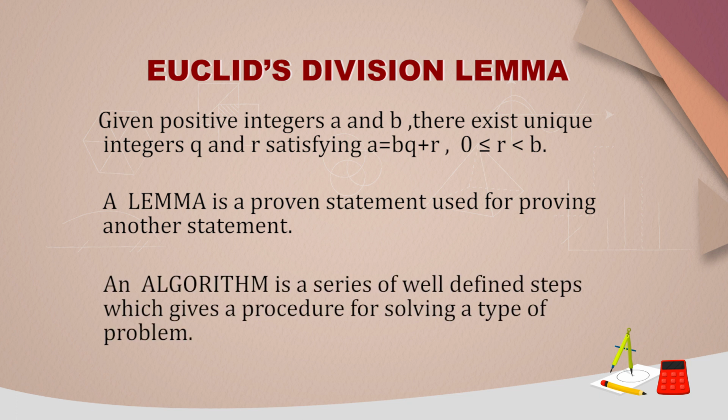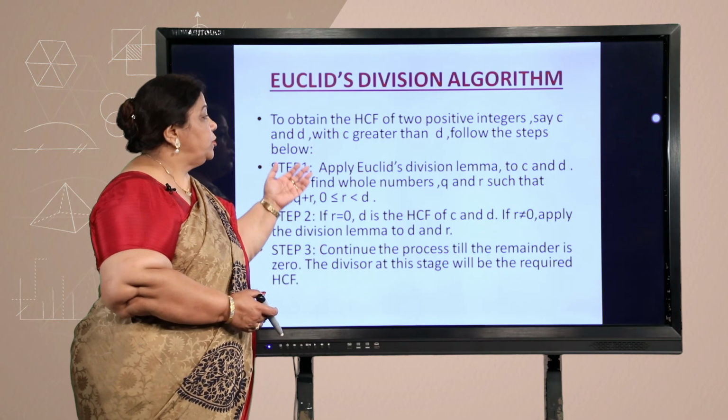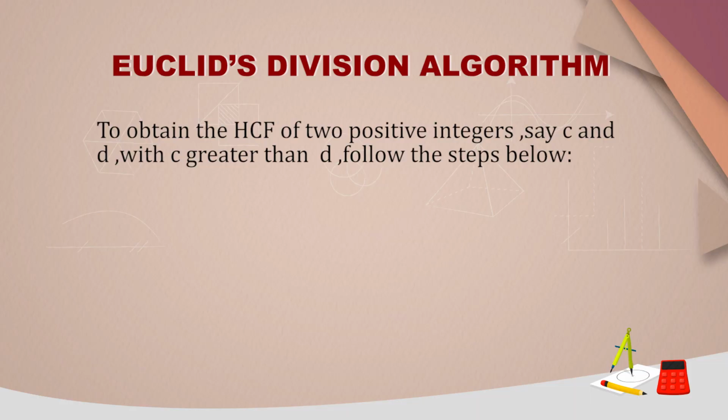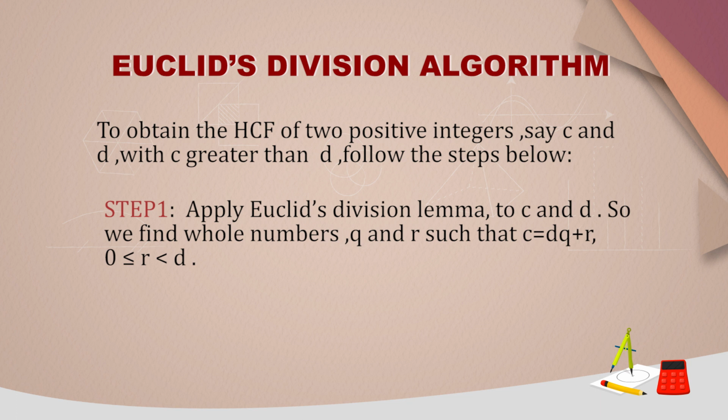Then what is an algorithm? An algorithm is a series of well defined steps, that is a step by step process which gives a procedure for solving a particular problem. So, students, let us look into Euclid's division algorithm. To obtain the HCF of two positive integers, say c and d, with c greater than d, follow the following steps. Step 1, apply Euclid's division lemma to c and d. So, we find whole numbers q and r such that c is equal to dq plus r and r is greater than or equal to 0 and less than d.